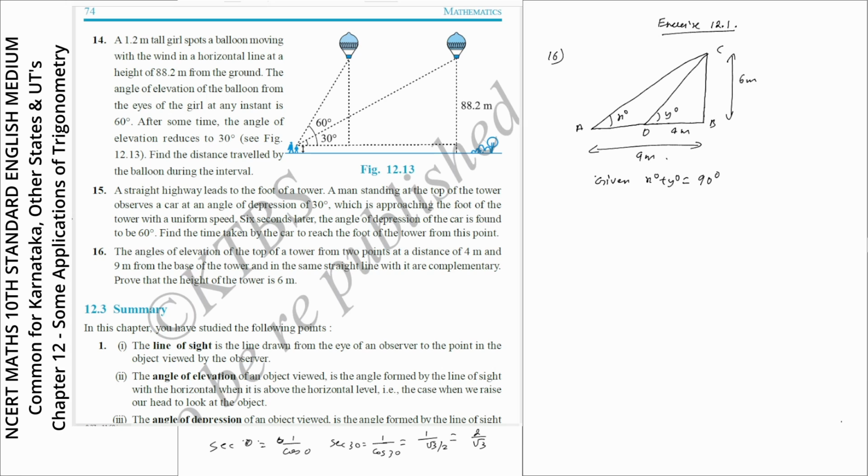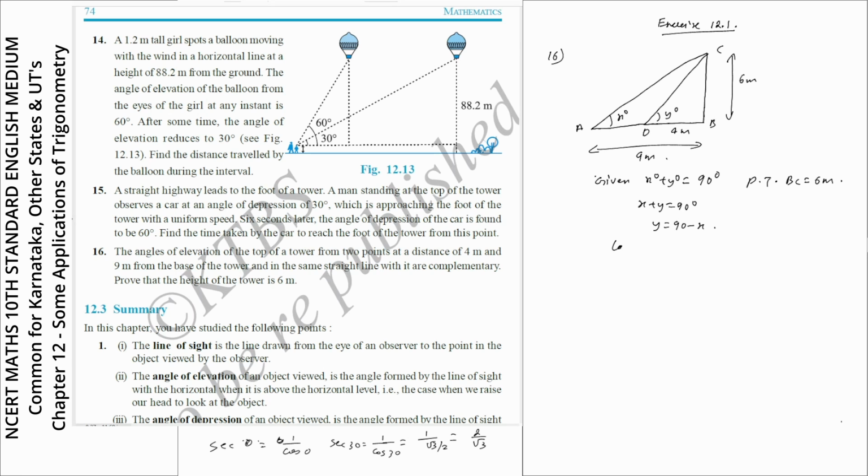These two angles are complementary. Complementary means the sum of them will be equal to 90 degrees. And prove that BC is equal to 6 meter. I should prove that the height of the tower is 6 meter. Now x plus y is equal to 90 degrees. Therefore y is equal to 90 minus x.